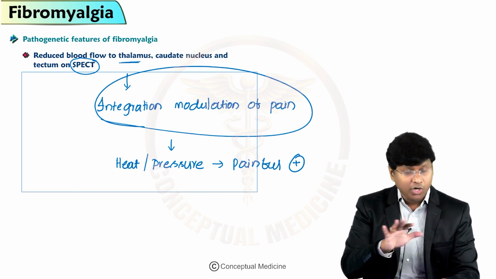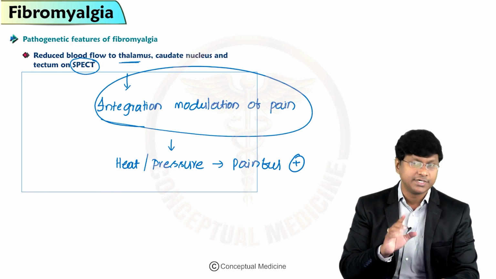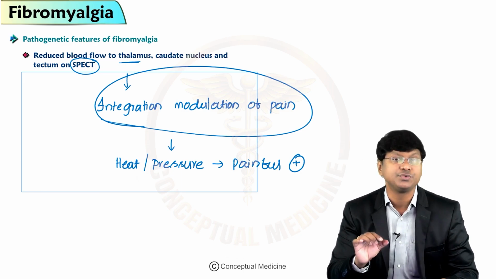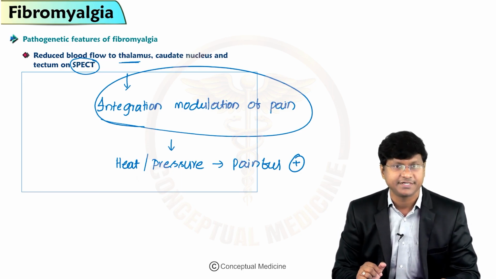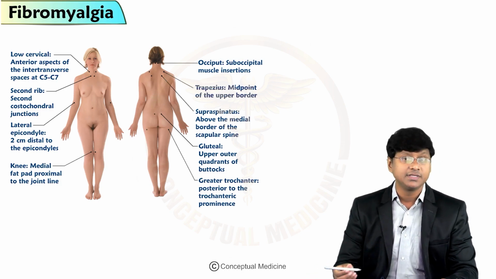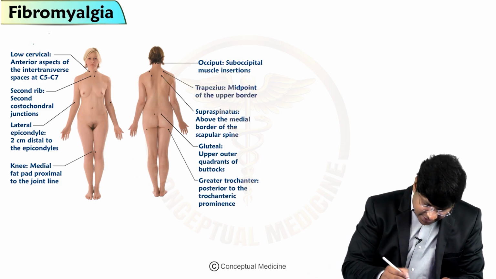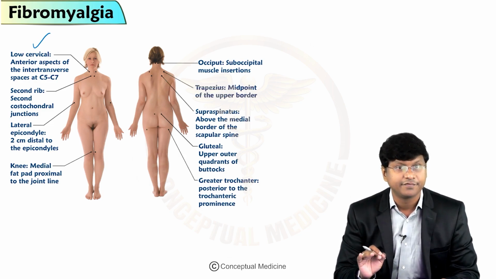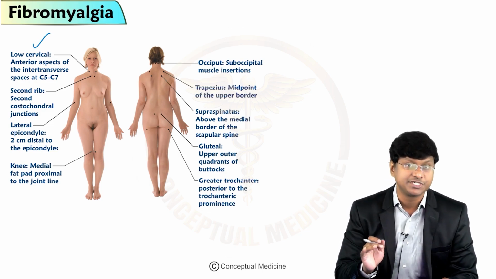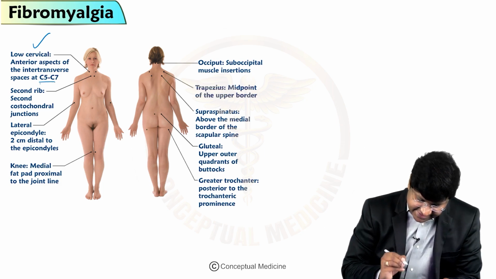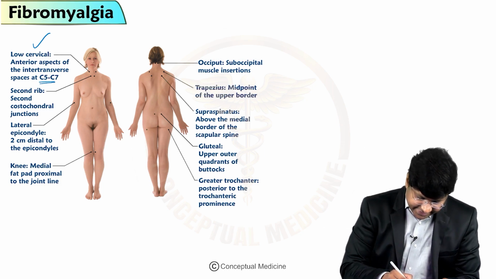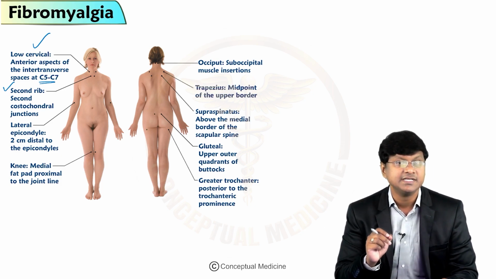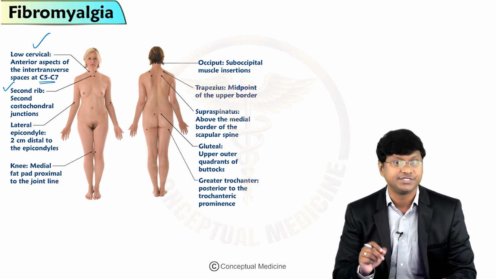Now, let me tell you what the various tender points are. I said there are multiple tender points in patients with fibromyalgia, and the pressure you need to apply is around 4 kg per square centimeter. So these are the tender points. Number one, the low cervical area, that is the anterior aspects of the intertransverse spaces at C5 to C7, on both sides. Then another important tender point is the second rib, exactly at the second costochondral junction.